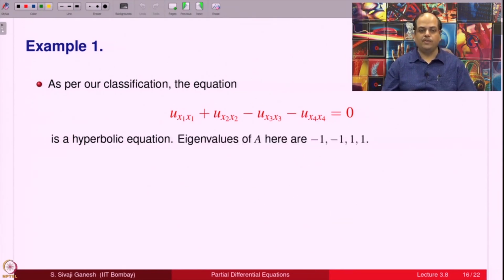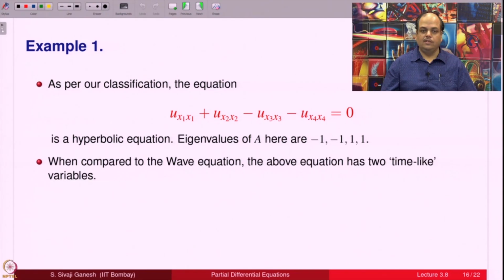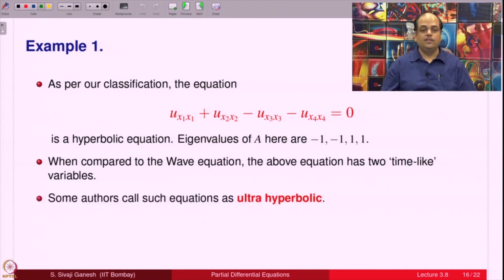We have to ask what the eigenvalues are. They are -1, -1, 1, 1, because the matrix A is the diagonal matrix with entries 1, 1, -1, -1. So, compared to the wave equation, the above equation has two time-like variables, because the wave equation eigenvalues are like 1, 1, -1 or -1, -1, 1, that is all. But here there are two negative eigenvalues and two positive eigenvalues. So, we may say it has two time-like variables. Some authors call such equations ultra hyperbolic.